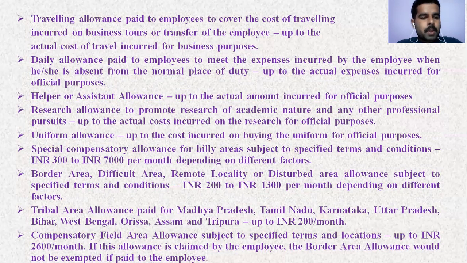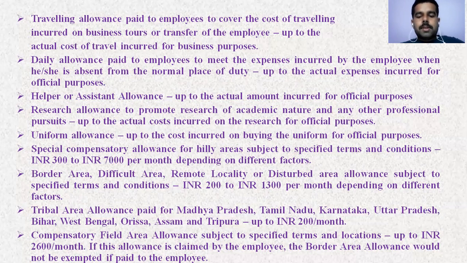Tribal area allowances are paid for Madhya Pradesh, Tamil Nadu, Karnataka, Uttar Pradesh, Bihar, West Bengal, Orissa, Assam and Tripura, up to Indian rupee 200 per month. Okay, the next: compensatory field area allowance, subject to specified terms and location, up to Indian rupee 2,600 per month.